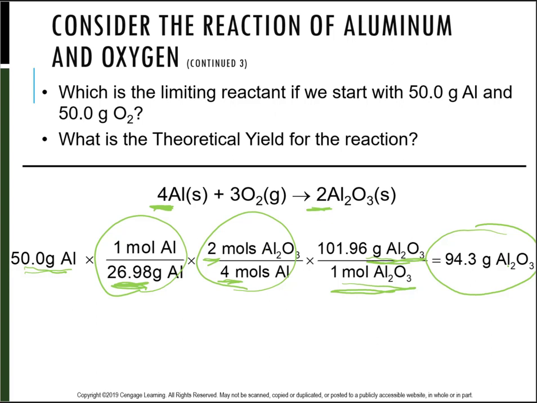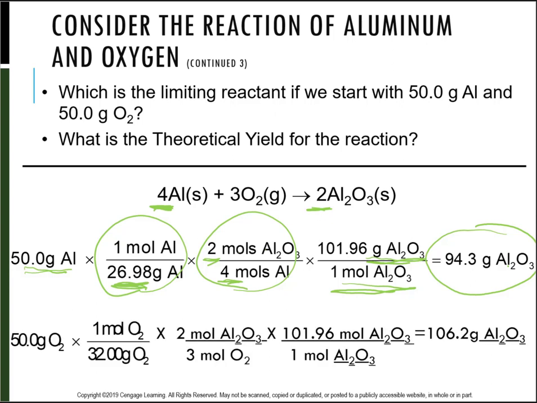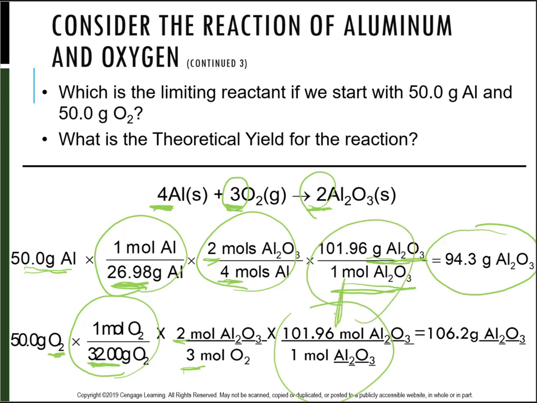Now let's do the same thing with our other reactant, the 50 grams of oxygen. So again, I've got 2 oxygens, so 2 oxygens is 32 grams. So I went grams to moles of oxygen, so that's 3 moles of oxygen to 2 moles of product. And then that same last piece here, notice that these are equal, moles to grams of aluminum oxide.